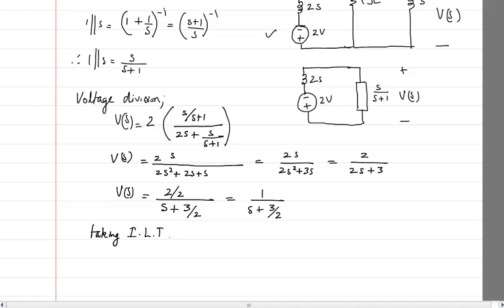inverse Laplace transform, we will get V of t is equal to e raised to power minus 3 by 2 t for t greater than 0. Sorry, there is one mistake I made, that is the voltage is exactly opposite, because this 2 volt is exactly opposite to V of S, so it is minus 2, again here minus 2, minus, minus, this is minus, so this is going to be minus of e raised to power minus 3 by 2 t.